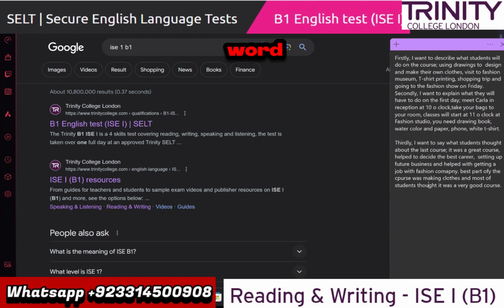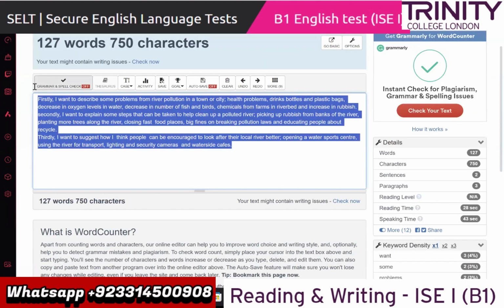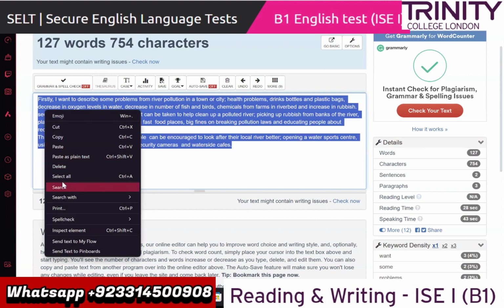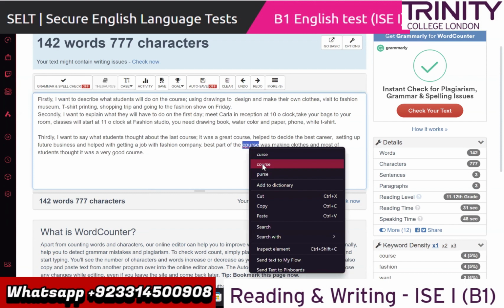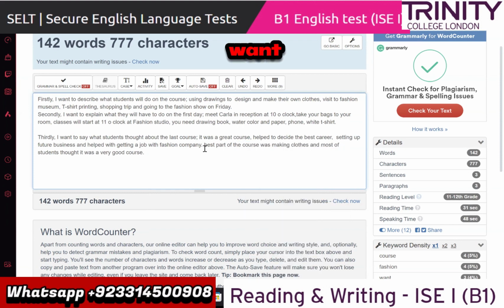Okay, I need to put on a word counter. Oh, that's 142. I would be removing some of it from here. I want to remove that because most of the students thought it was a great course. It's not needed because we already wrote that students thought it was a great course, right? So it's already written. Still, we can remove a little bit from here.